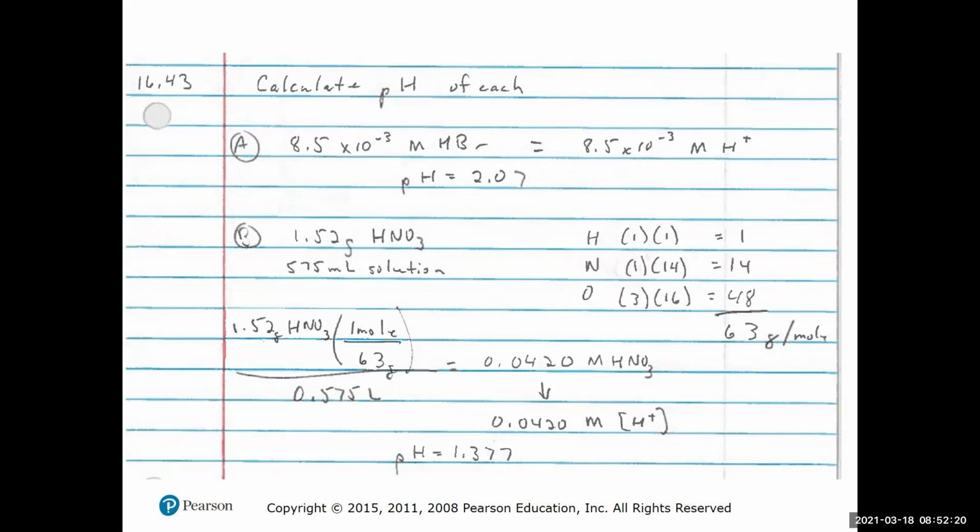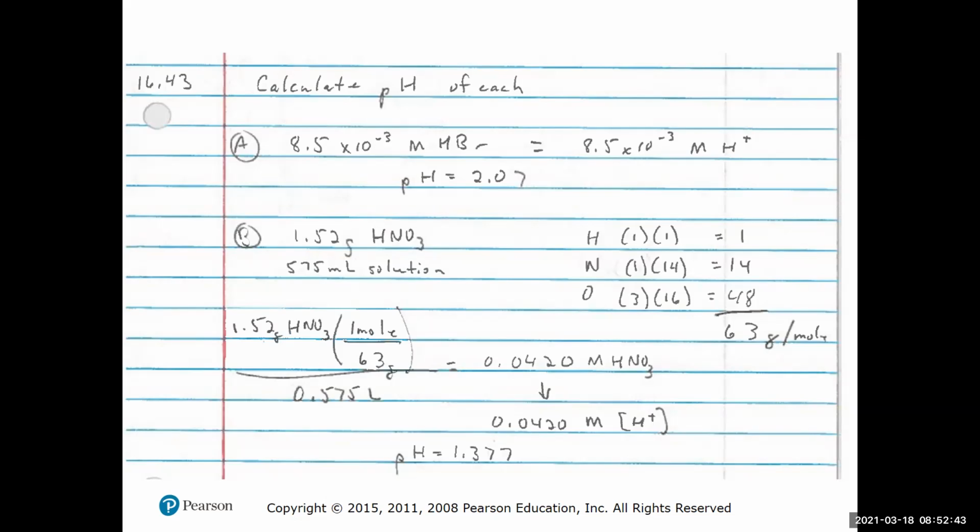So if we have grams and we want to get to moles, we should be thinking about a molecular weight, right? So over here on the right, I went ahead and calculated my molecular weight for HNO3. So I have my hydrogen, my nitrogen, my 3 oxygens, and I get a total value of 63 grams per mole.